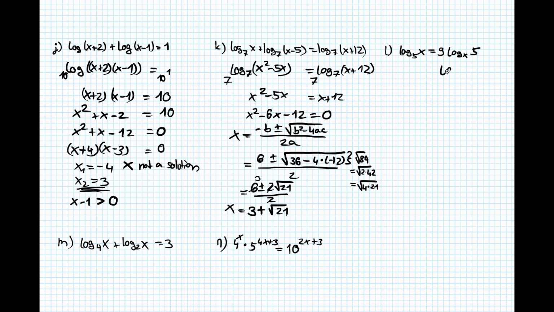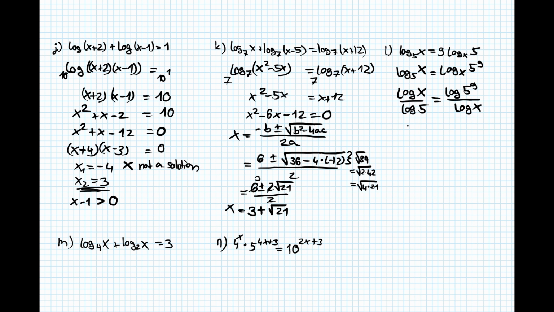Let's rewrite the right side. It's log x base 5 to the power of 9 equals to log base 5 of x. Now we can use our 7th log law and simplify this to, let's just take log to the base 10 of x divided by log to the base 10 of 5 is equal to log to the base 10 of 5 to the power of 9 divided by log x.